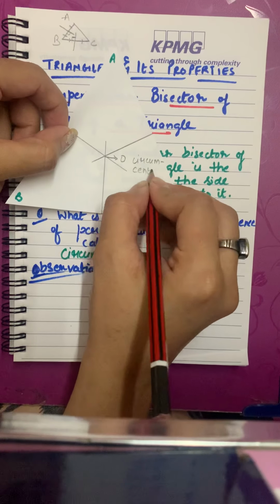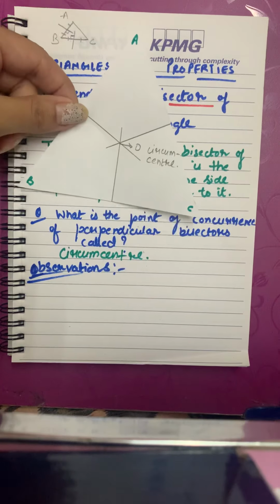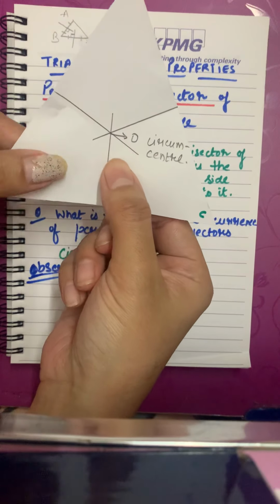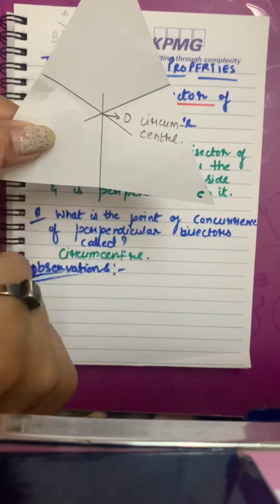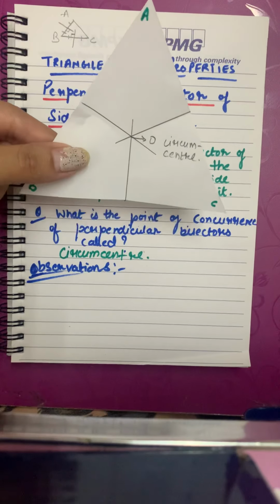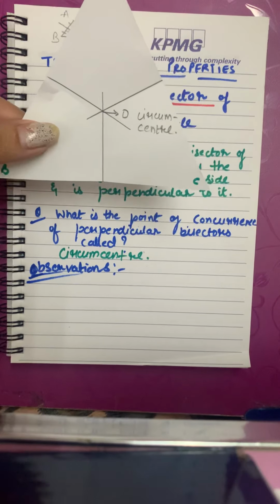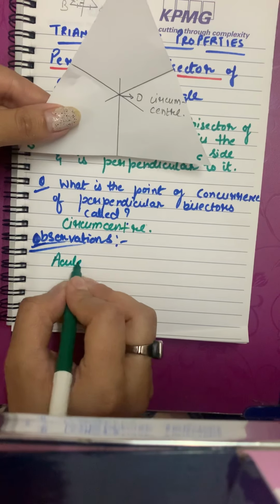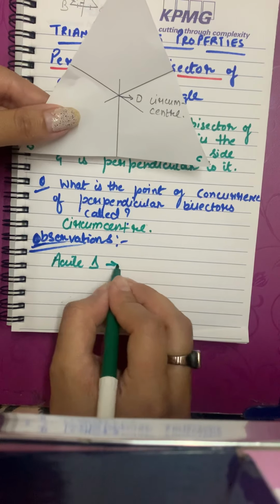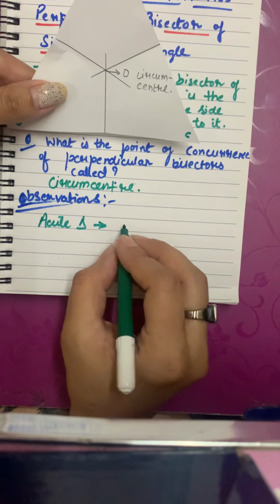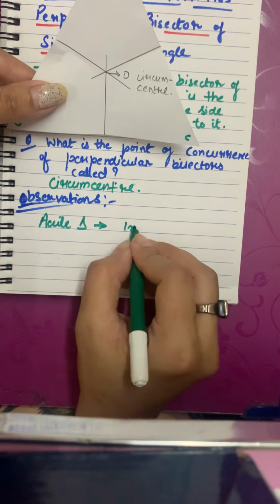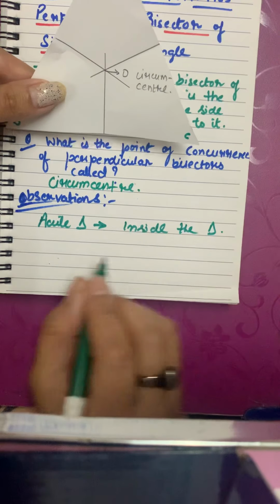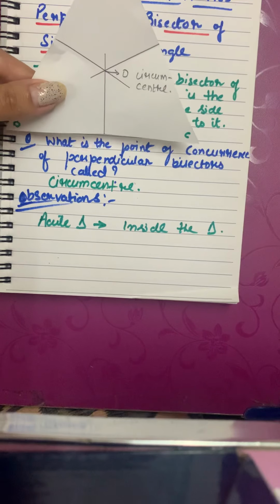So clearly you all can observe that the circumcenter in case of acute angle triangle lies completely inside the triangle. This is our first observation. So I'll write my observation here. In acute triangle, circumcenter, where does it lie? It lies inside the triangle. We are talking here about the circumcenter.